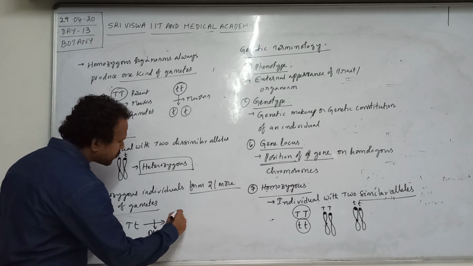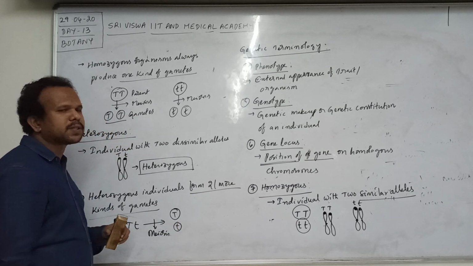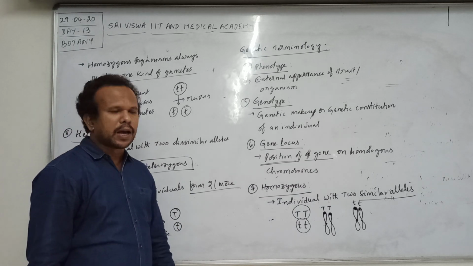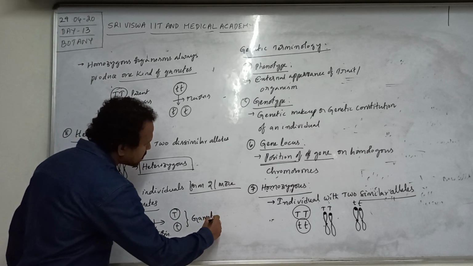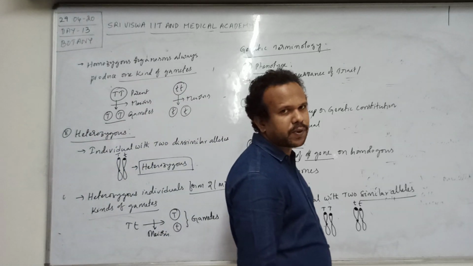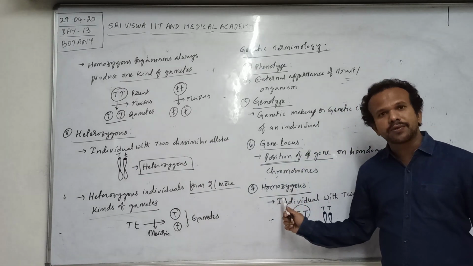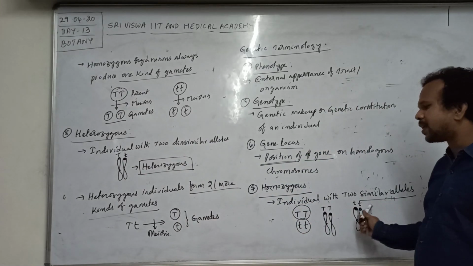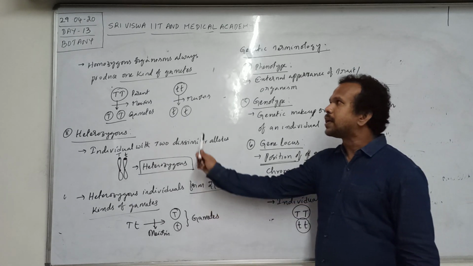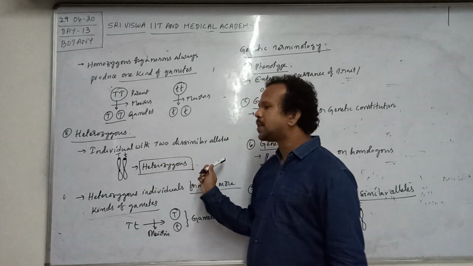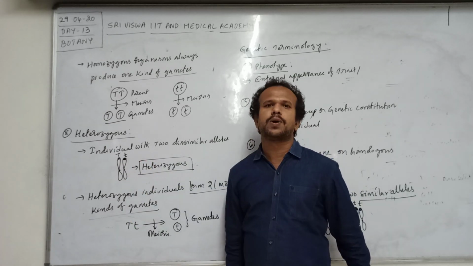here how many types of gametes are formed? Some of the gametes are with capital T allele and some of the gametes are with small t allele. I mean here how many types of gametes are formed? Two types of gametes. So very important, homozygous, heterozygous. A homozygous individual is one with two similar alleles, capital T capital T or small t small t. A heterozygous individual is one with two dissimilar alleles. I mean here one is capital T and another one is small t.